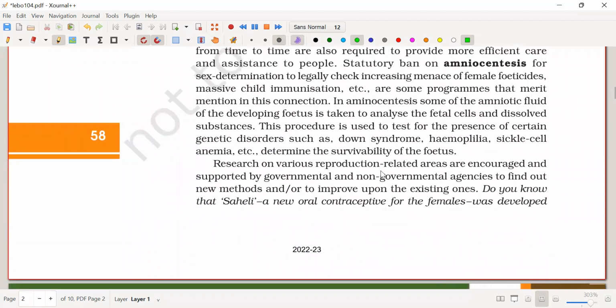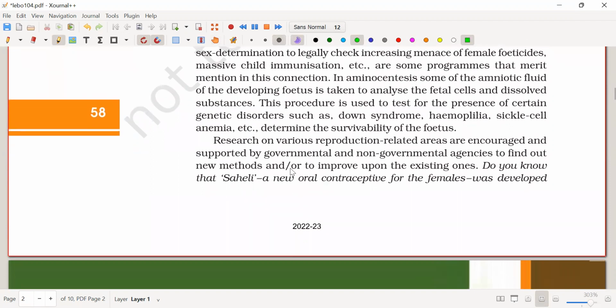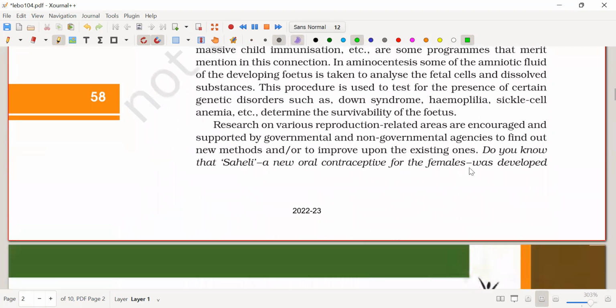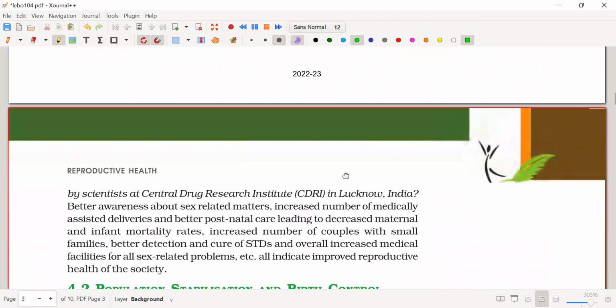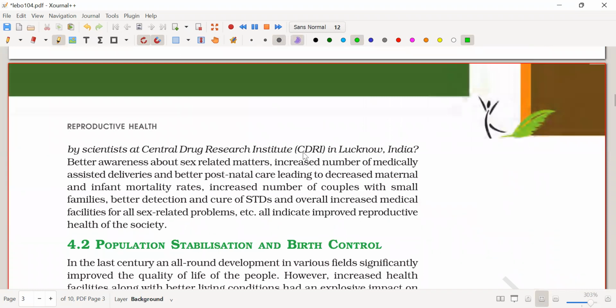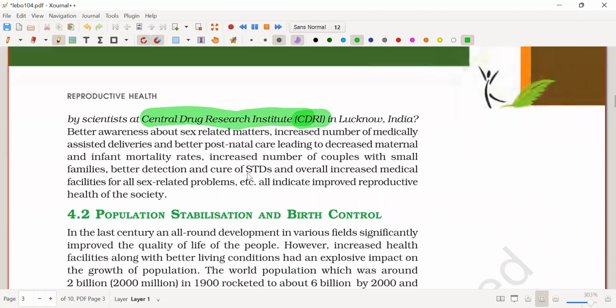Research in various reproduction-related areas is encouraged and supported by governmental and non-governmental agencies to find out new methods and to improve upon the existing ones. Do you know that Saheli, a new oral contraceptive for females, was developed by scientists at the Central Drug Research Institute, CDRI, Lucknow in India?